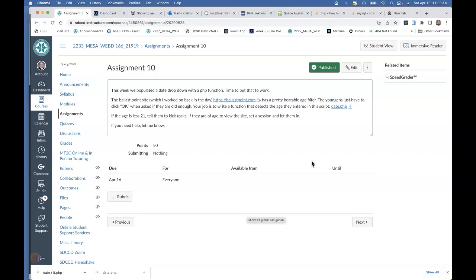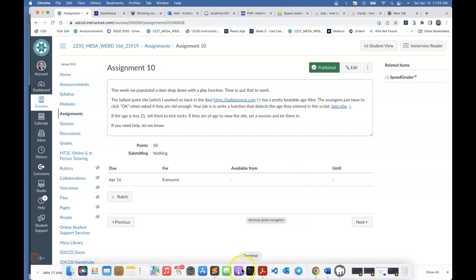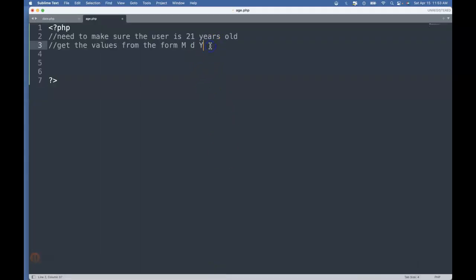So in the assignment, I am asking you to determine if a person is 21 years old or more or less. If they're 21 or older, they can come in. If they're not, they have to be kicked out of the site. So what we do is always just write comments first to think logically.